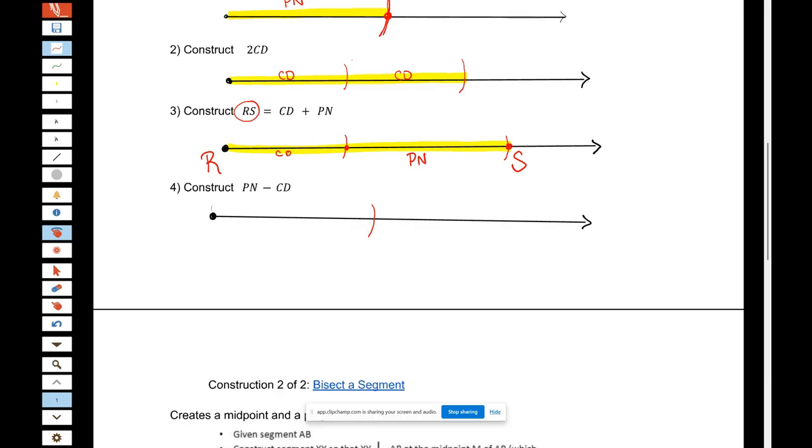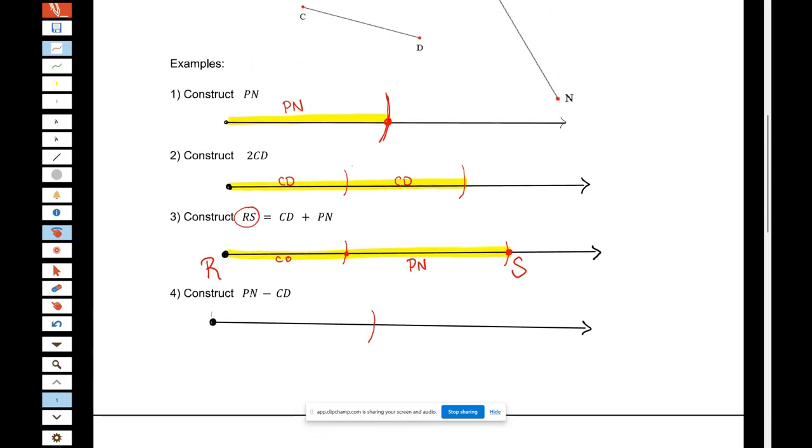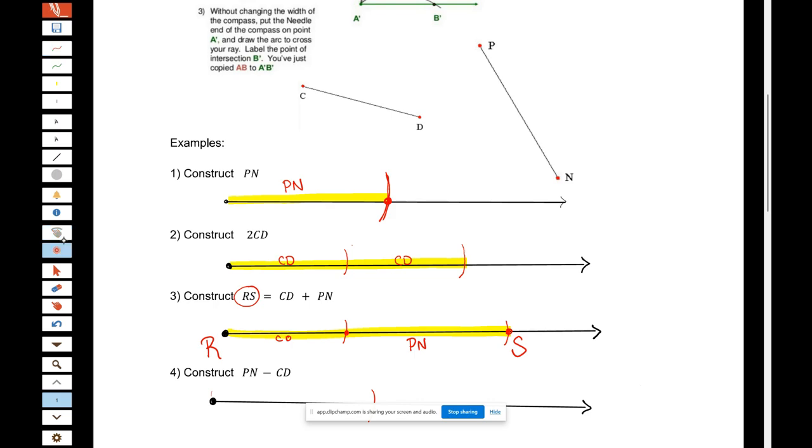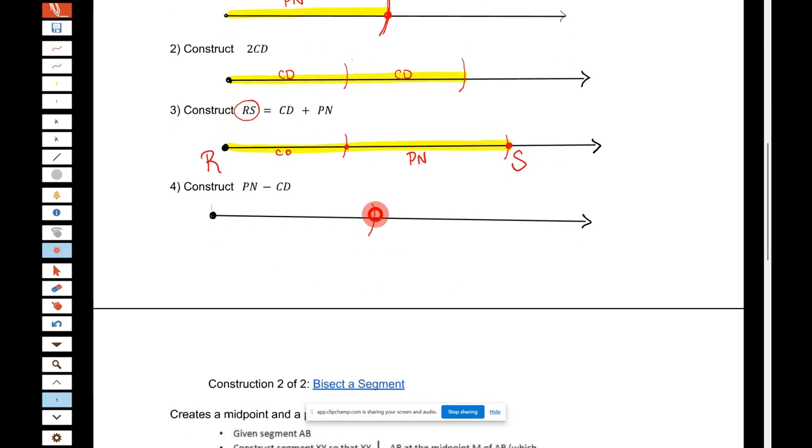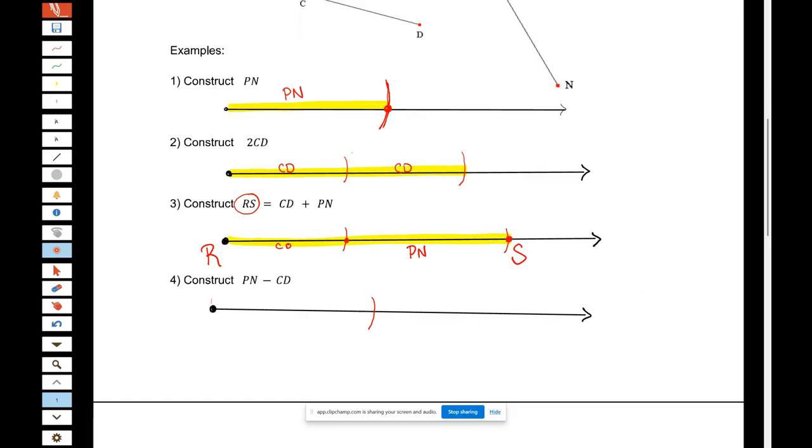CD away from that. So I'm going to go back and open my compass to CD. Now I can do this starting here and come back and take off CD and make this my leftover part, or starting here, take it off this way and make this my answer part. It really doesn't matter which way. So I've measured PN. This whole part was PN.